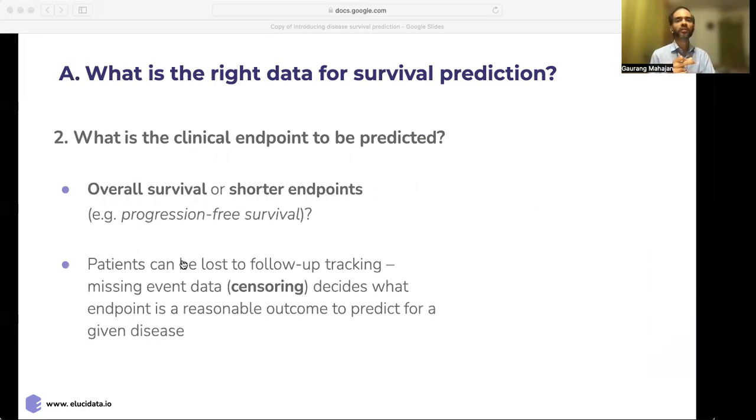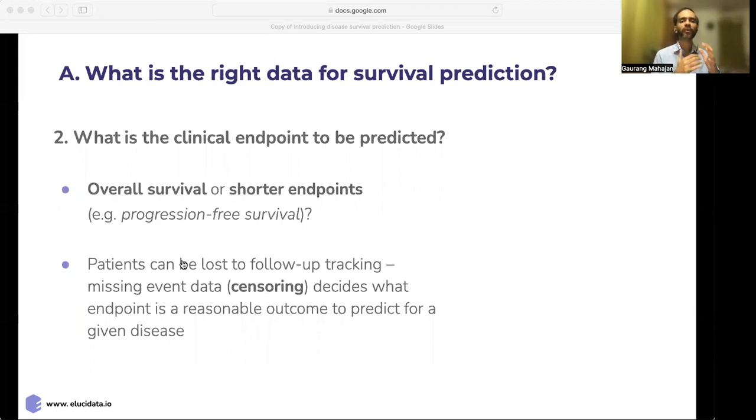This depends on the requirements. In cancer studies, it's routine to use either the time to death, like the overall survival, or a shorter endpoint, like the time it takes for the disease to relapse or progress to an advanced stage following initial treatment. So given a disease context, what's the appropriate endpoint to model? This is decided by how complete the data is.